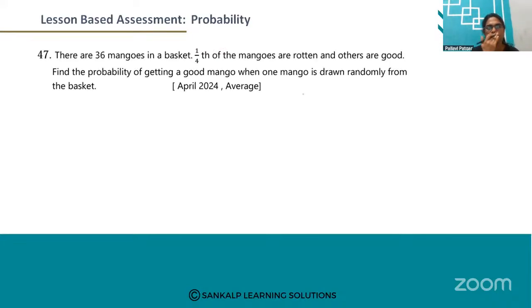Look at the question number 47. There are 36 mangoes in a basket. 1 by 4th of the mangoes are rotten and the others are good. Find the probability of getting a good mango when one mango is drawn randomly from the basket. So here the total number of mangoes is 36. So 1/4 of the mangoes are rotten.